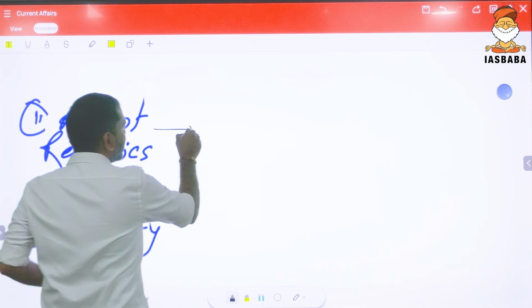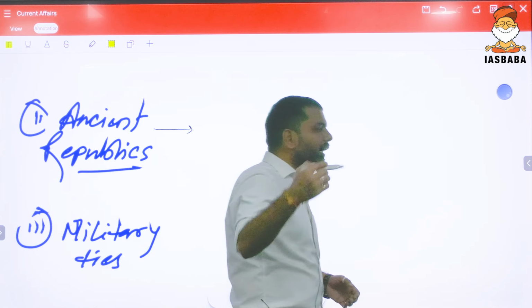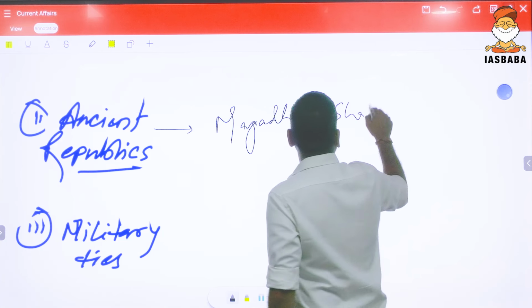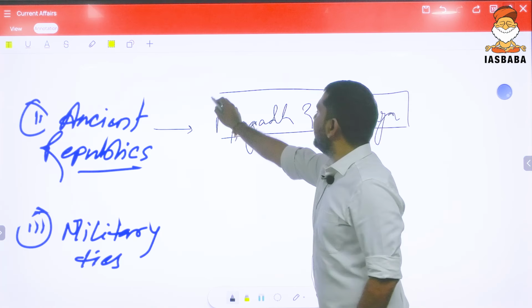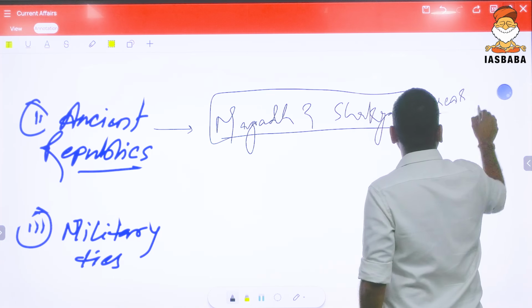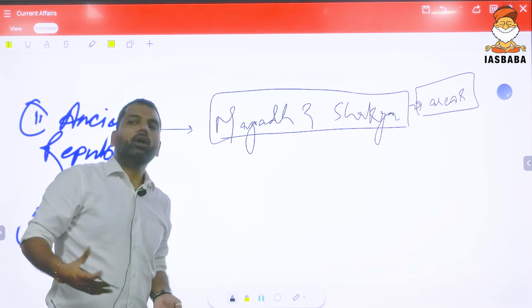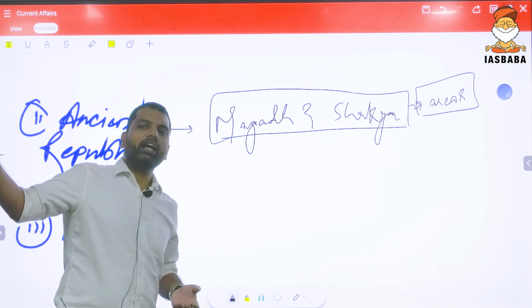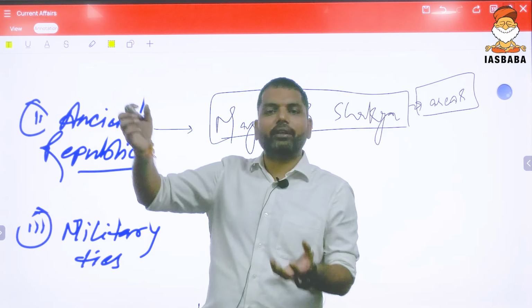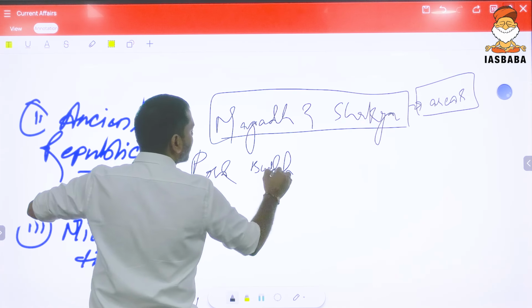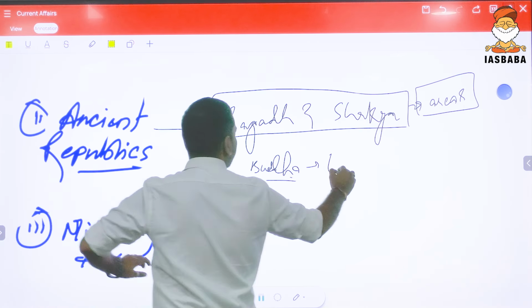Followed by ancient republics. These republics that were there in Bihar, Magad and Shakya. Magad and Shakya republics. These were the two republics, and their areas expanded across the border, beyond, in Nepal also. For example, you can see Lord Buddha was born as Prince Siddhartha. Where was he born? He was born in Nepal only, that is Lumbini, right? So Prince Siddhartha, Lord Buddha, you can also mention. So we have that connection as well. Born in Lumbini.